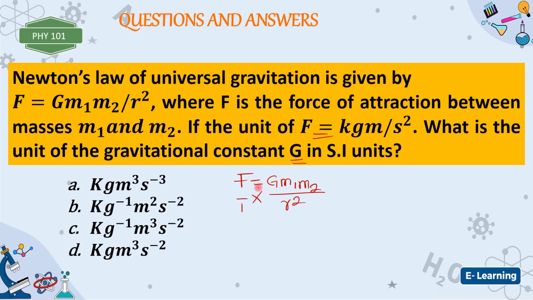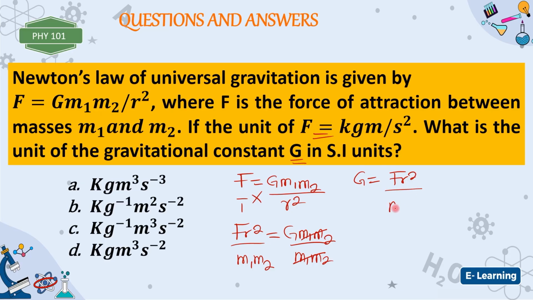The reason why we are cross multiplying is to make G the subject of the formula. This multiplied by this will give us F r squared equals G m1 m2. Now divide both sides by m1 m2. This cancels this, and your G will be equal to F r squared divided by m1 m2.